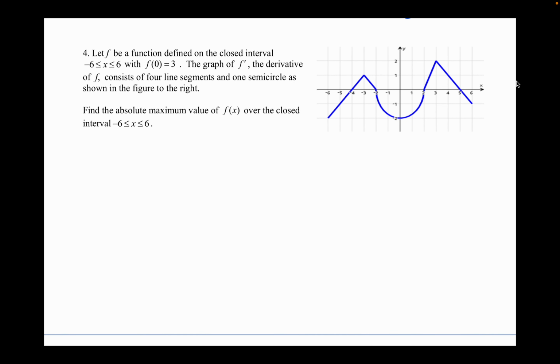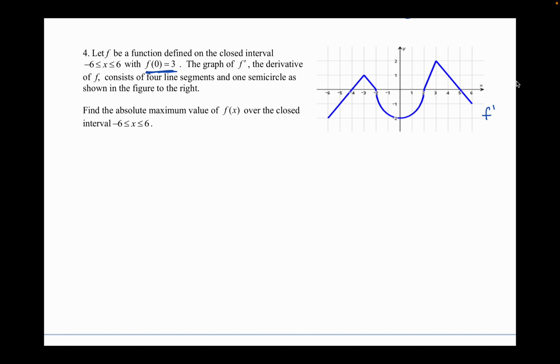Our last one here for this page. So we're going to let f be the function defined on a closed interval, -6 to 6. And we again know 1 point on that function. Again, we're given the graph of f prime, the derivative of f.